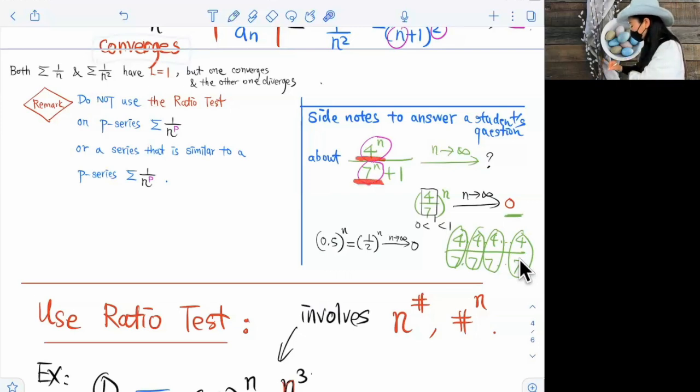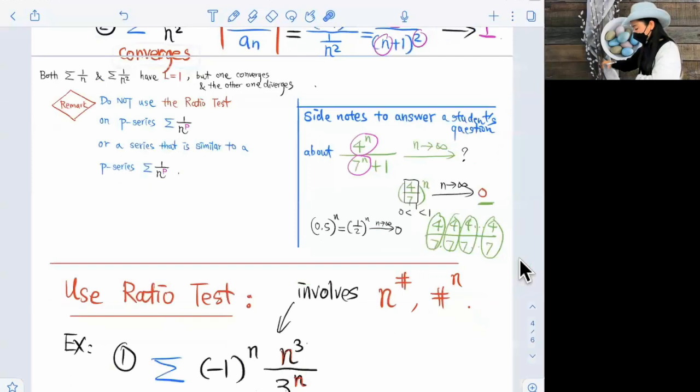It's actually an exponential function. So 4 over 7 here, and when n goes to infinity, that goes to 0. So it's not going to 4 over 7. Okay, good. Just a side note.